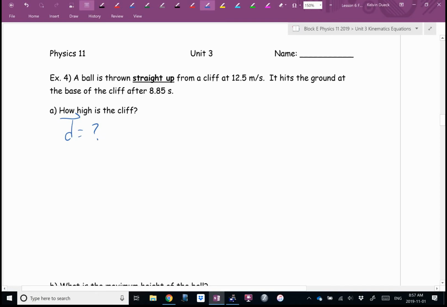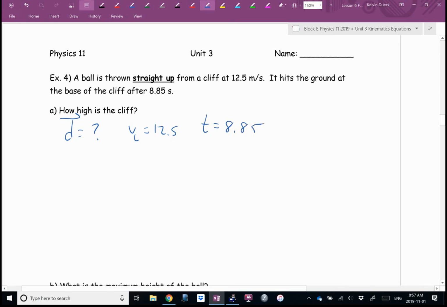Hey, what's that 12.5? VI? Positive or negative? Say positive. What if I threw it down instead of up? What would VI be? Negative. That's the only tweak. It would be negative 12.5. Okay, easy enough. So VI, 12.5. I think T is 8.85.